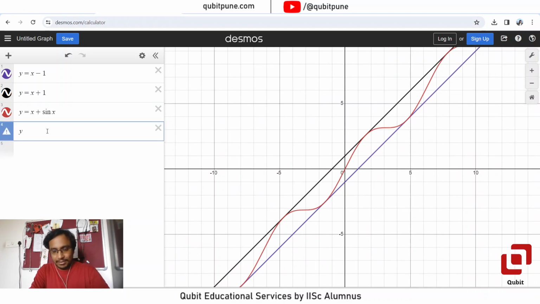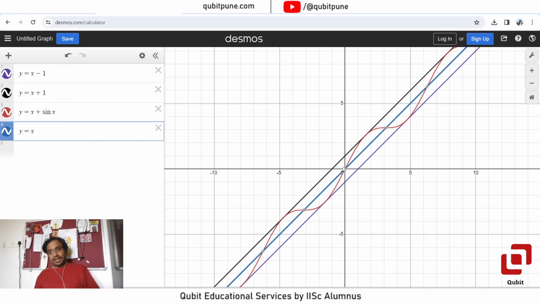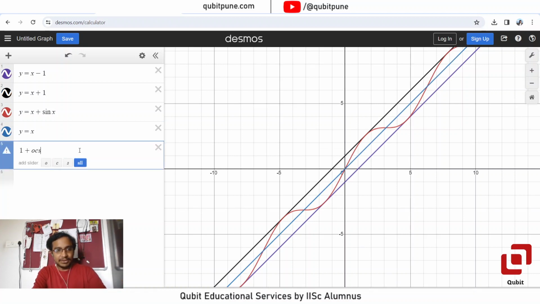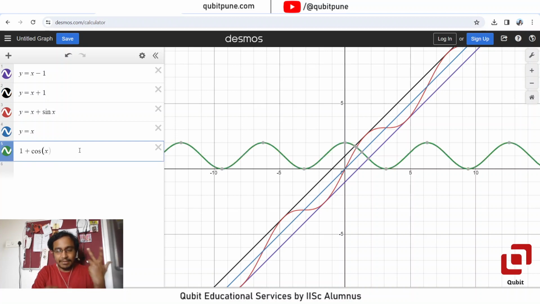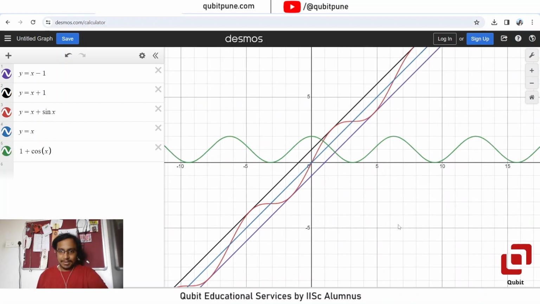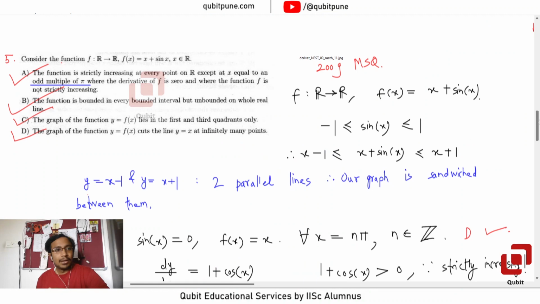Lastly, let's go for y equal to x. It cuts this line at infinitely many points. Now let us take the derivative and see at what points it becomes zero. Does it ever become negative? It doesn't ever become negative. Where does it become 0? It becomes 0 at all odd multiples of pi. Our answer is correct. Okay, question 5 done.